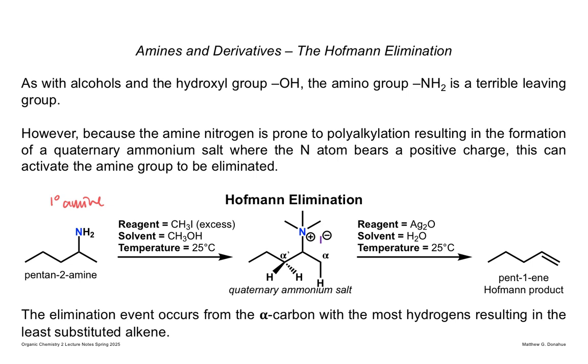So that nitrogen has a lone pair. If you treat with excess methyl iodide, basically all the hydrogens go away and you're going to polyalkylate the nitrogen. So really it's that amine is reacting with the methyl iodide 3 times, and it's making this salt. And so now that nitrogen is a good leaving group.